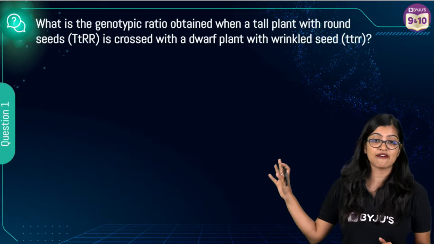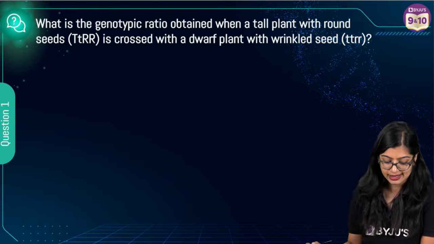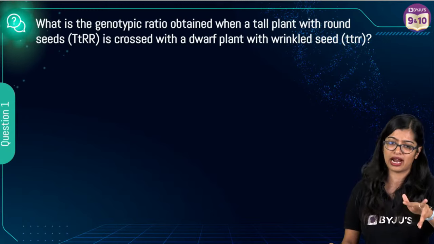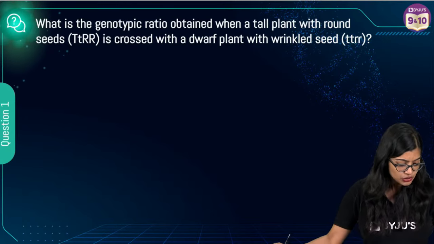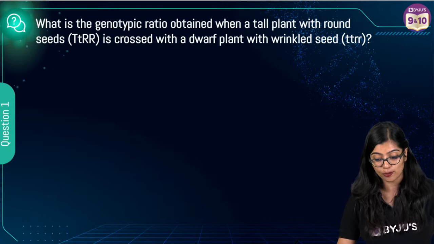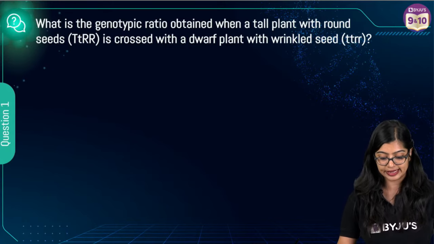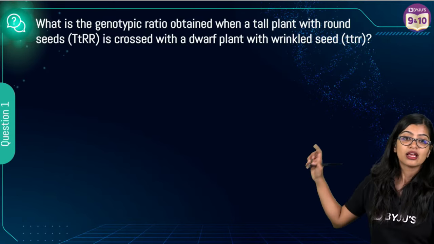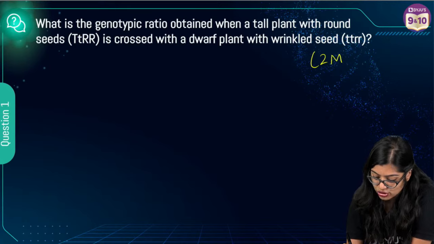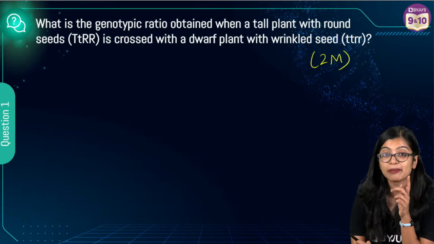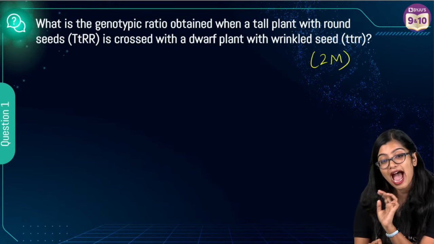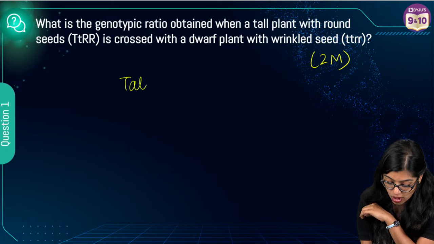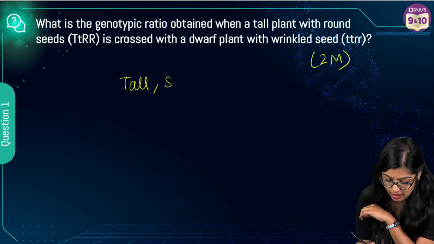So let's get started. This is our first question, okay? First question is, what is the genotypic ratio obtained? Now have your notebook and pen with you so that you can write this down and solve it as well, right? So what is the genotypic ratio obtained when a tall plant with round seeds is crossed with a dwarf plant with wrinkled seeds? Yes, easily a 2-mark question, okay? They're asking a genotypic ratio. Look at the options, right? You have a tall plant, okay, which has round seeds, okay?